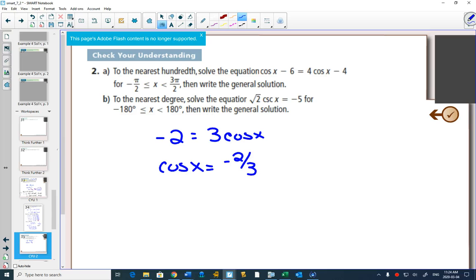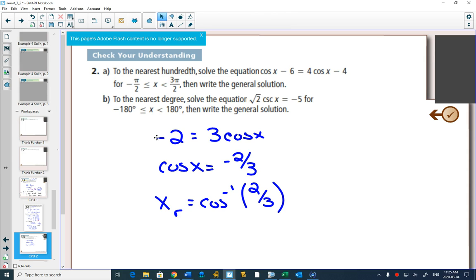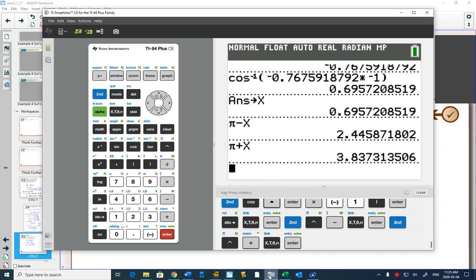We want to solve between negative pi over 2 and 3 pi over 2 and write the general solution. So the first thing we're always going to find is our reference angle. Since our angle is x, when we write our reference angle, we'd write x with a little r. We would do cos inverse of positive 2/3. Remember, reference angle is always based on an actual triangle, which has actual lengths, so we always do positive values.